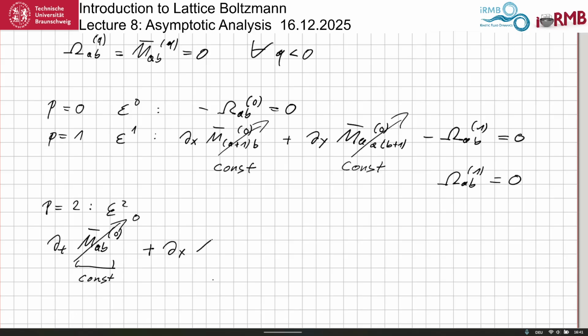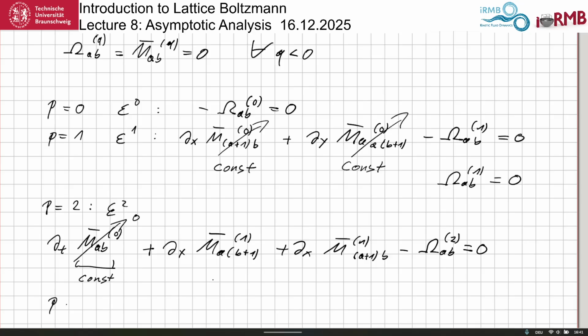Plus dy m a b plus 1 first order plus dx m first order a plus 1 b minus omega ab to second order. So apparently there are some things that are not necessarily zero, so yeah, this is an equation that comes out, yeah, so we cannot go further on that.